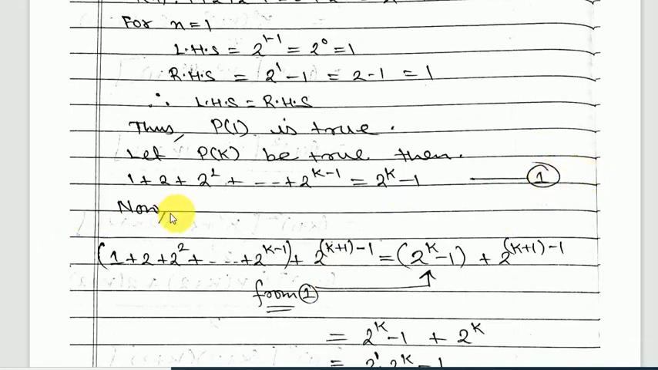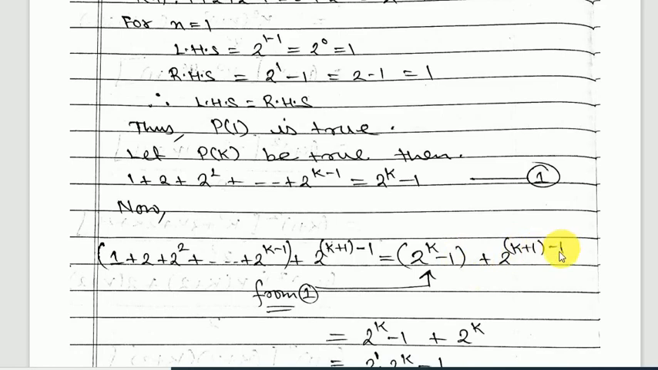Then copy whatever you have on the left hand side for this Pk, and then add the term for the next natural number. When the natural number was k, the last term was 2 to the power k minus 1. Now plus 2 to the power, wherever there is k, replace that k by k plus 1, minus 1. So, from equation 1, the first part in the bracket is nothing but 2 to the power k minus 1, plus 2 to the power k plus 1 minus 1.